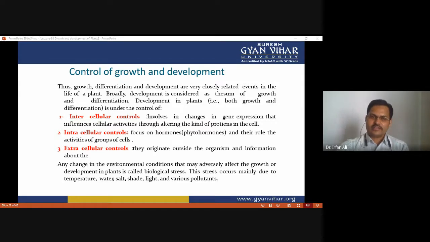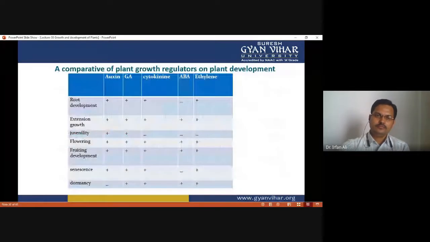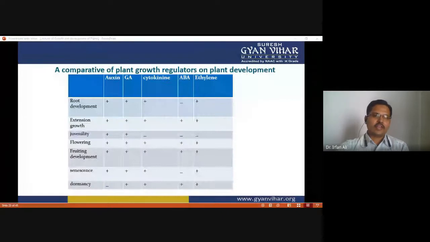That's why overall we say that the control of growth and development in the plant is carried out at three levels: intracellular level, intercellular level, and extracellular level. And this table shows a comparison of plant growth regulators in plant development. Okay, so these are the various plant hormones that are required for normal functioning of plant growth and development.